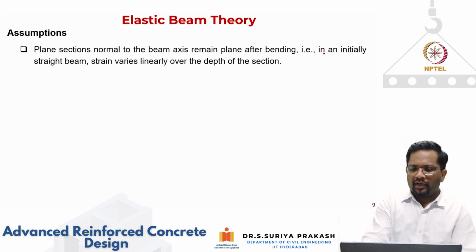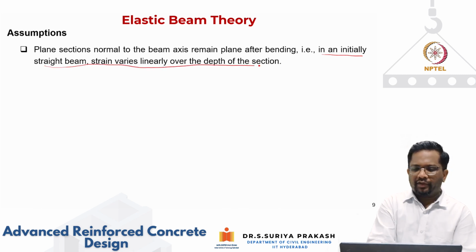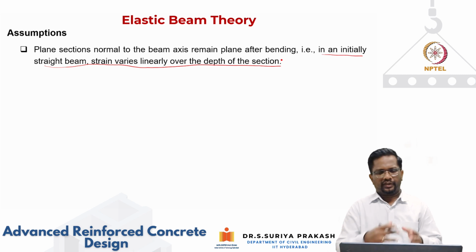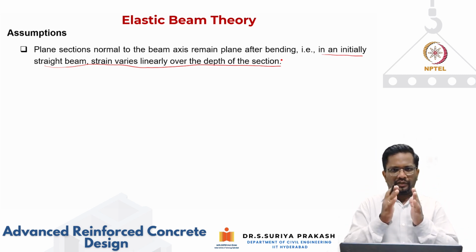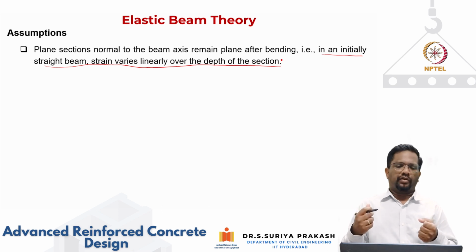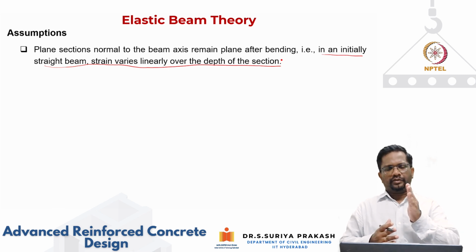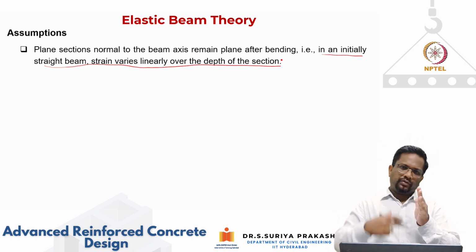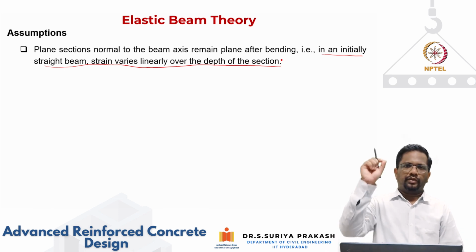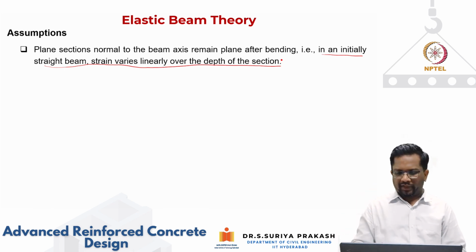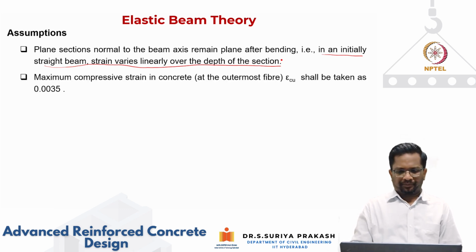That means in an initially straight beam, the strain is varying linearly over the depth of the section. As we have seen in the previous slide, the top fibers were getting shortened, the bottom fibers were getting elongated, and you can see that there is a rotation of this vertical line, and also the fibers are getting either elongated or compressed, depending upon whether you're looking at the top fiber or the bottom fiber. That tells us that strain is varying linearly over the depth of the section.